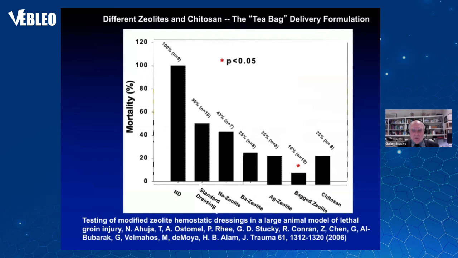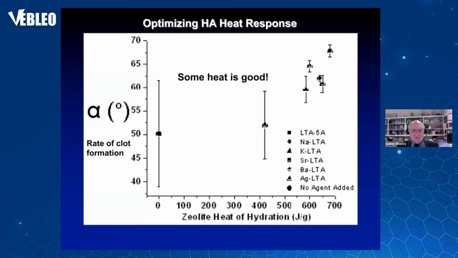I'm going to go through this quickly, but we looked at many other compositions and cation substitutions to see what would happen as a function of the mortality rate. And if you didn't do anything, it was 100%. And at this point we also developed, instead of just spreading it on as powder, a better way than that. So we came up with a tea bag delivery formulation. And the tea bag formulation gave us a 10% mortality rate, which is a good step forward.